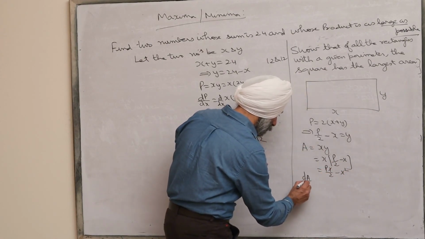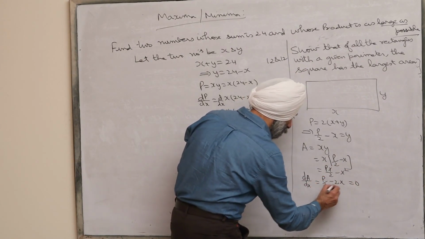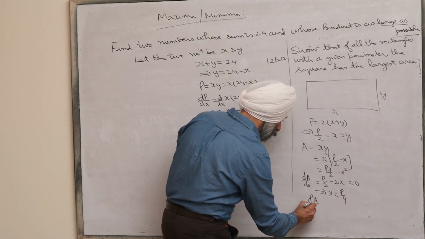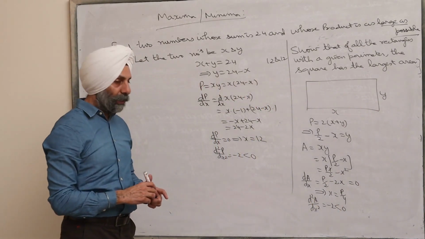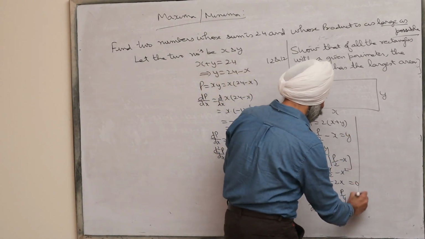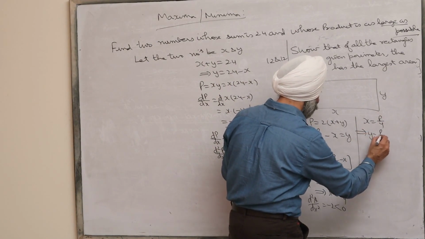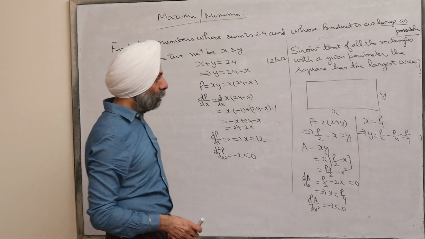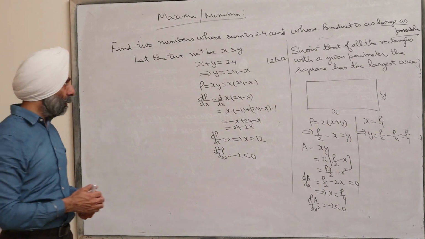So dA over dx is equal to P by 2 minus 2x, equated equal to 0. This implies x is equal to P by 4. What is d2A over dx square? It is minus 2, less than 0, implying maxima. So it is maxima when x is equal to P by 4. Now x is equal to P by 4 implies y is equal to P by 2 minus P by 4, that is also P by 4, which clearly shows that the area of the rectangle is maximum when it's a square.